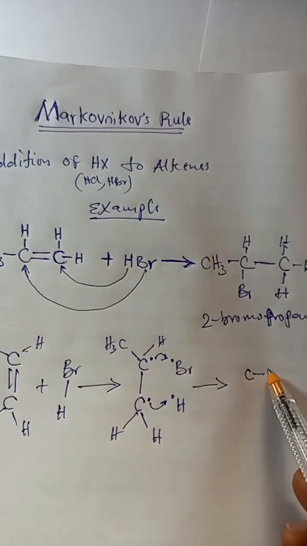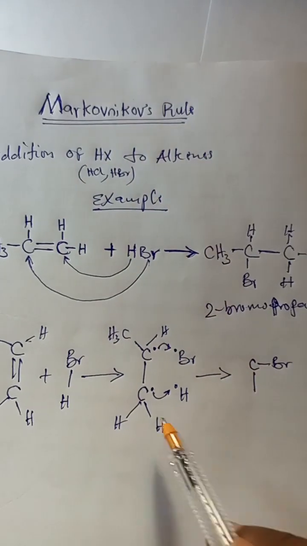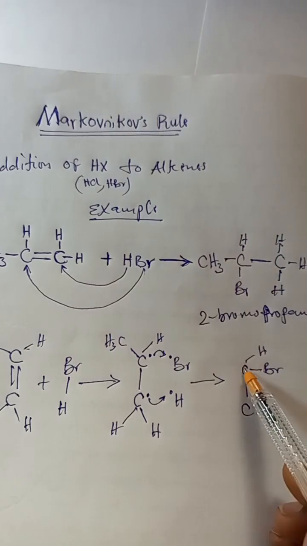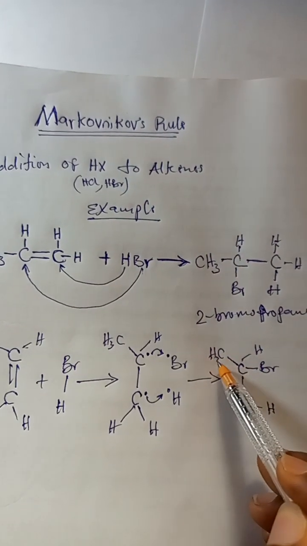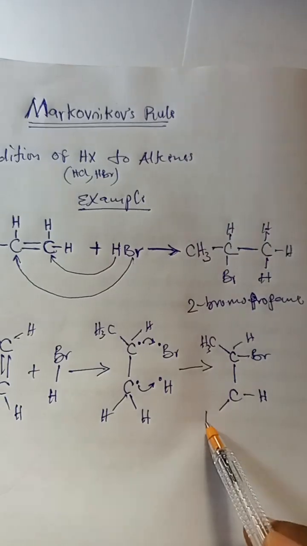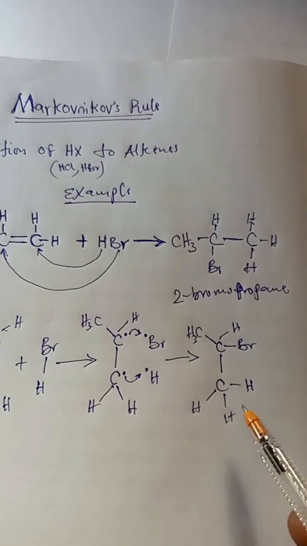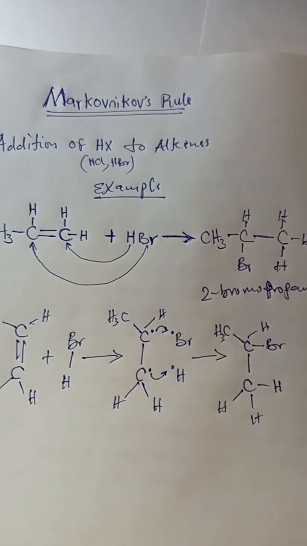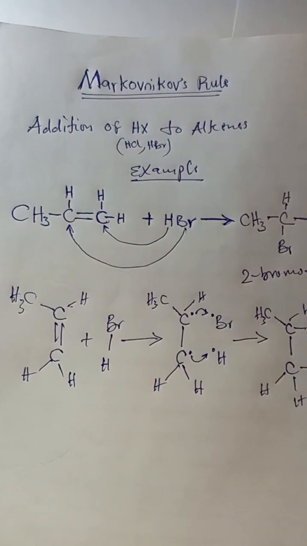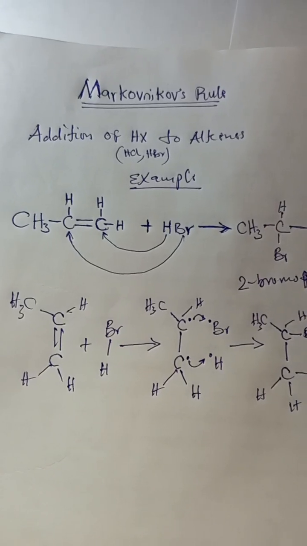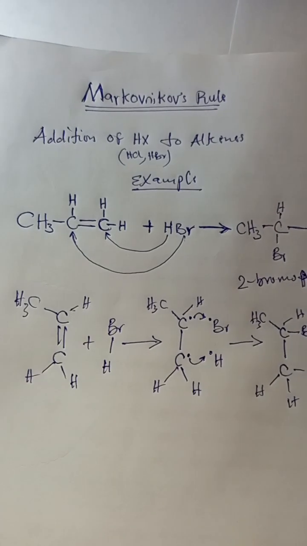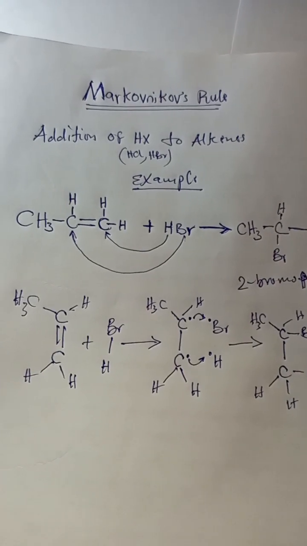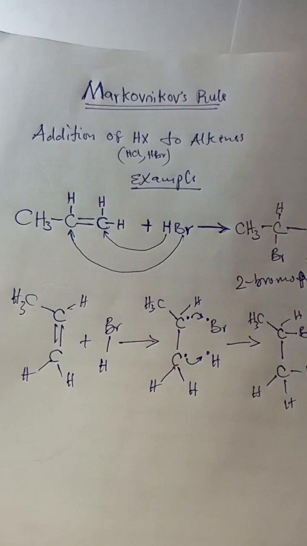A new carbon to bromine bond. A new carbon to hydrogen bond. Then we now have hydrogen here. We have our CH3 here. Then we have our CH here. So we have successfully formed our 2-bromopropane. This is called Markovnikov's rule, and it states that when a reagent like hydrogen halide adds to an unsymmetrical alkene, the hydrogen goes to the carbon that already has more hydrogens, while the halogen goes to the carbon with fewer hydrogen.